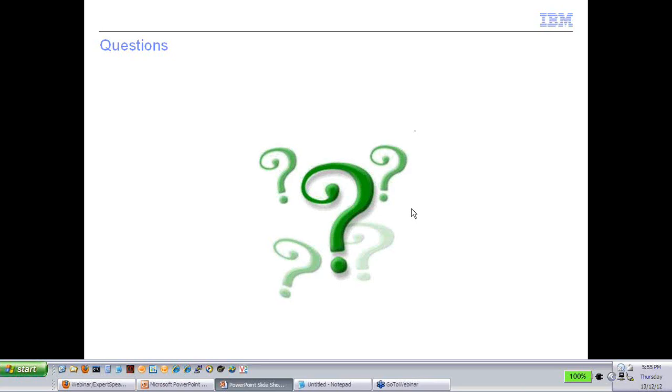Next question from Arun Gupta. What is the method of uploading Unicode data from the different platform? Is that the question?